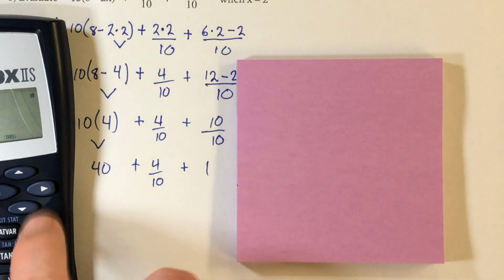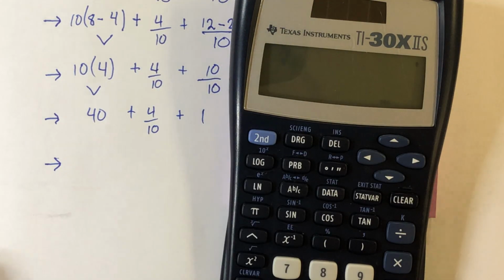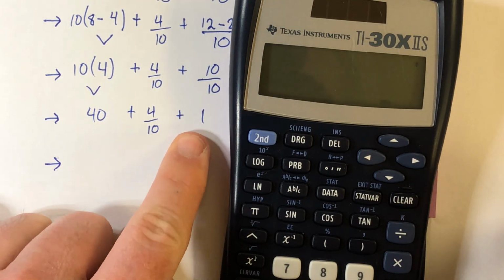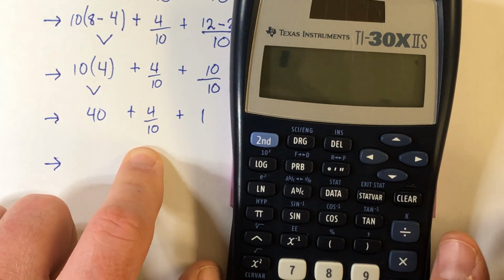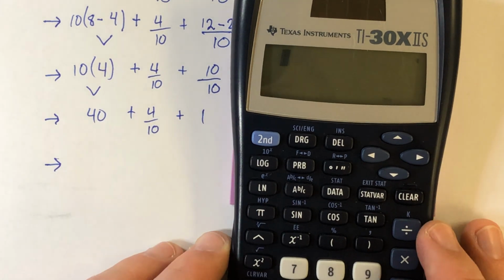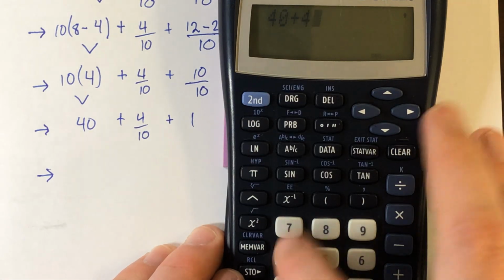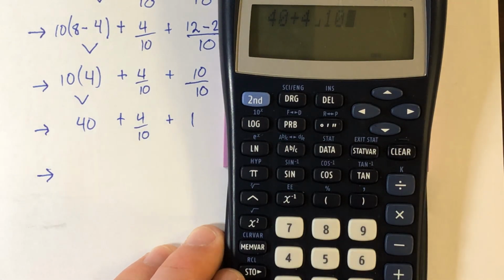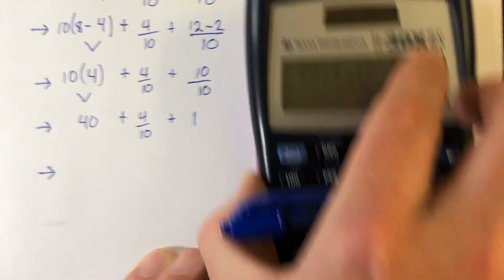Just going to show you how you would type that in a calculator in case you have this style and you're needing assistance with that. Really, I would recommend doing this in your head because 40 plus 1 is 41. So you'd have 41 and 4/10. Simplify it by dividing by 2 on your numerator and denominator. But anyways, 40 plus, to do 4 tenths, I would do 4 ABC 10 plus 1. And you get 41 and 2/5.